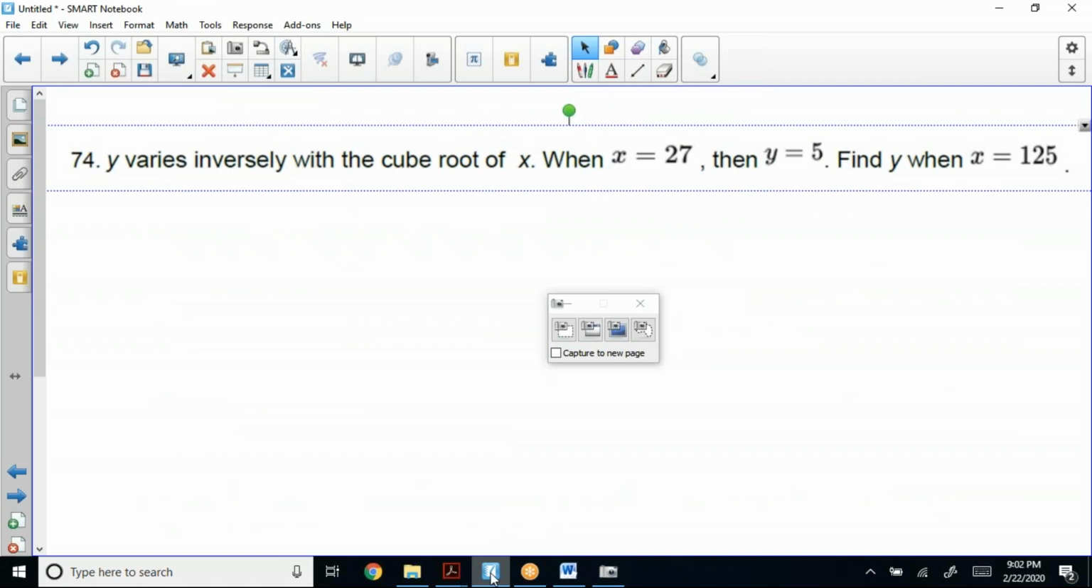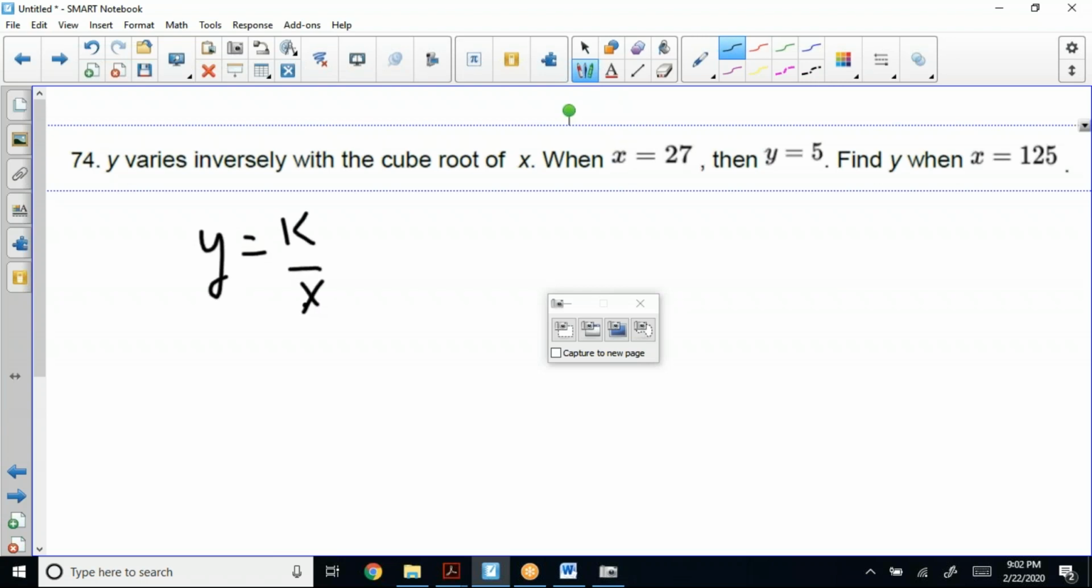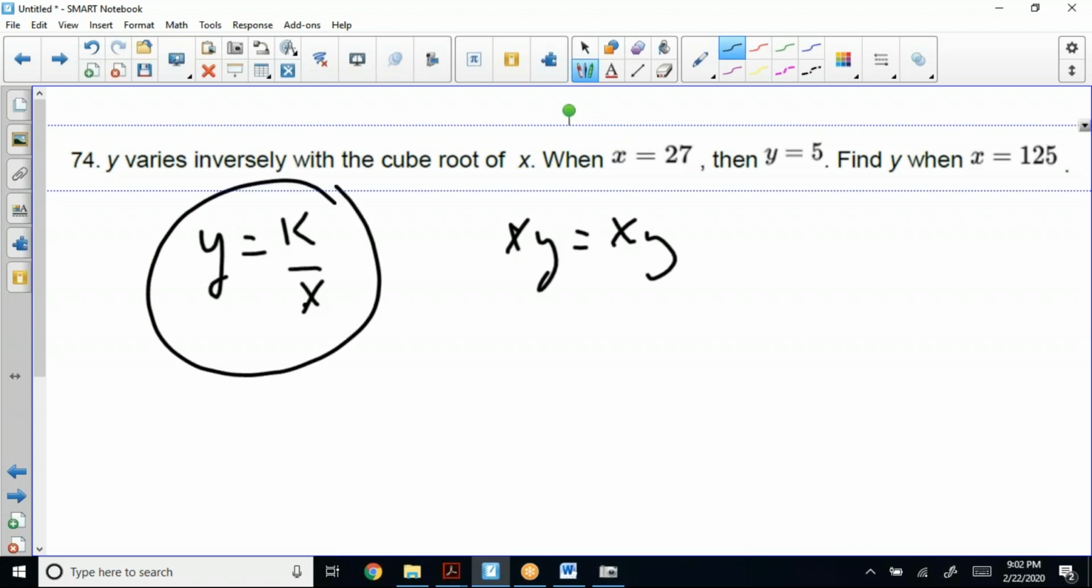All right, so y varies inversely with the cube root of x, right? So if we talk about inverses, if you remember, the equation was y equals k over x, right? So if we looked at it, we did it like this: xy equals xy. If they want you to do the equation, you've got to be looking at this type of format, where you solve for k, and then you put in whatever k is.